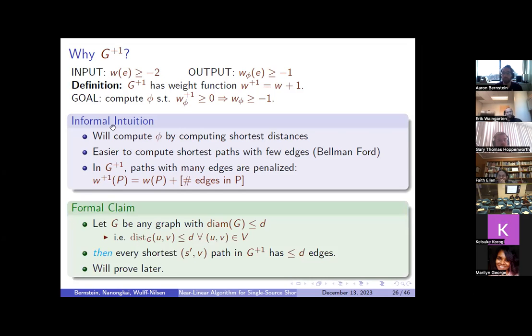More formally, we're able to prove the following: low diameter decomposition is going to give us these low diameter components. Low diameter on its own is not really useful to us. What we actually want is that shortest paths have few edges. But we're able to show that if you have a component that has low diameter in the original graph, then in G+1, all the shortest paths inside the component are going to have few edges. So this is why working with G+1 is easier, and we're going to prove this formal claim a few slides from now.